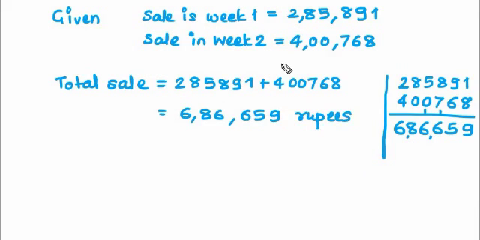Now we want to know which week the sale was greater. So how do we find a greater number? We first count the number of digits. We have 6 digits in this number. In this number we have 6 digits. So we have the same number of digits. So now we have to start from the left digit. The leftmost digit here is 2 and here is 4. 4 is greater than 2. So sale in week 2 was greater.